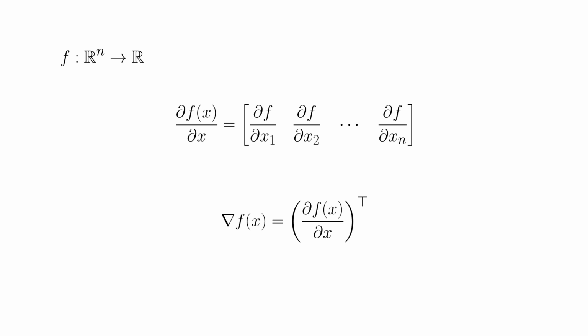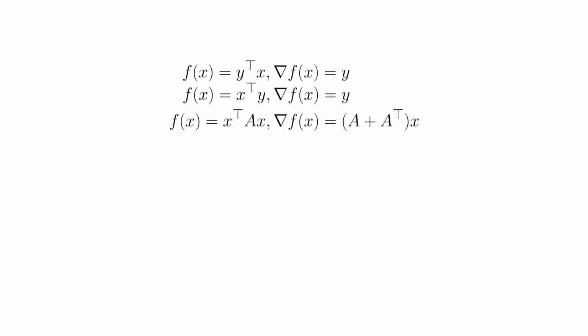Then, let's go over some of the basic rules of matrix calculus. If f(x) is equal to y transpose x, then the gradient of f is y. If f(x) is x transpose y, then the gradient of f is also y. If f(x) is x transpose A x, then the gradient of f is A plus A transpose, times x.